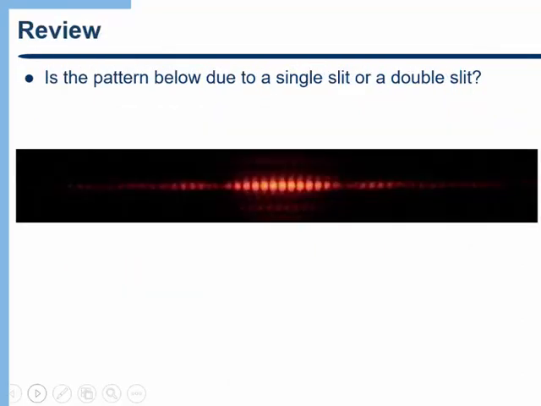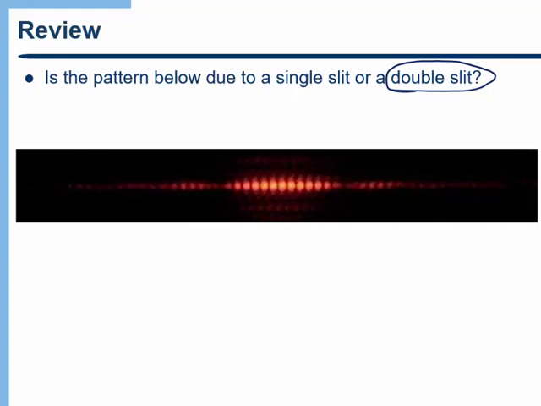Let's do one last review question to finish off our discussion of interference and diffraction. The question is: is the pattern below due to a single slit or a double slit? What do you think? Well, hopefully you realized that it's a double slit. The reason we can tell is that we're seeing both interference and diffraction simultaneously, and that's what we always see with two or more slits. Single slit, just diffraction. Two or more slits, diffraction and interference.